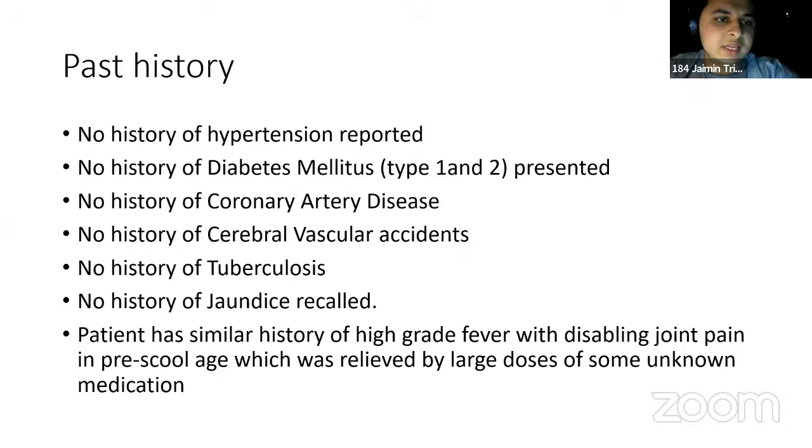Now, move ahead, Jaimin. This is the past history. No history of hypertension reported. No history of diabetes mellitus type 1 and 2 present. No history of coronary artery disease. No history of cerebrovascular accidents. No history of tuberculosis. No history of jaundice recalled.